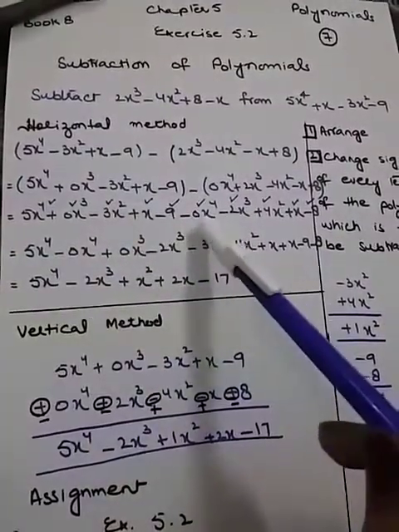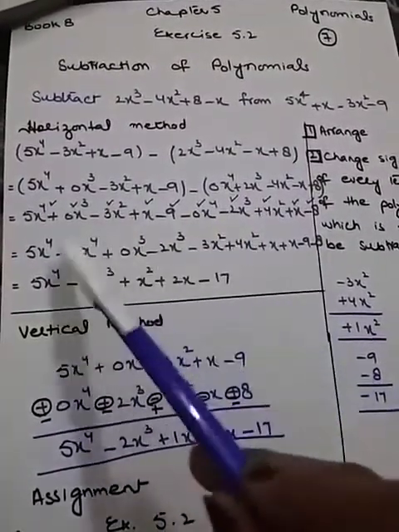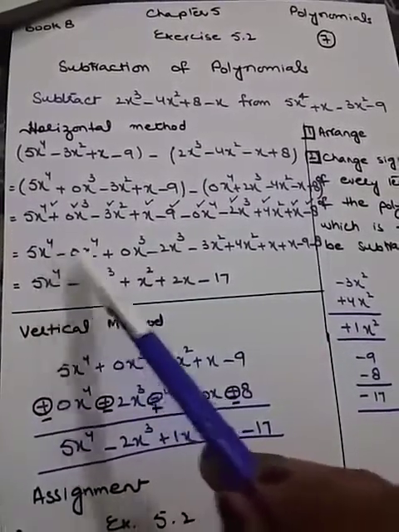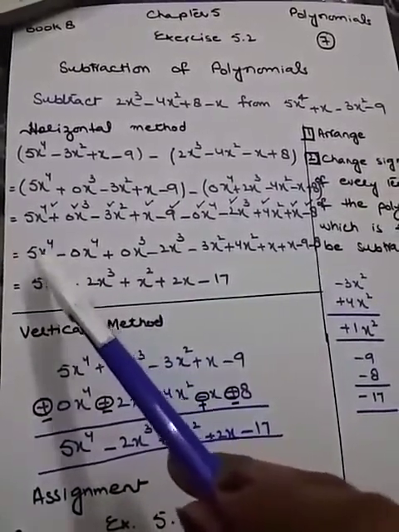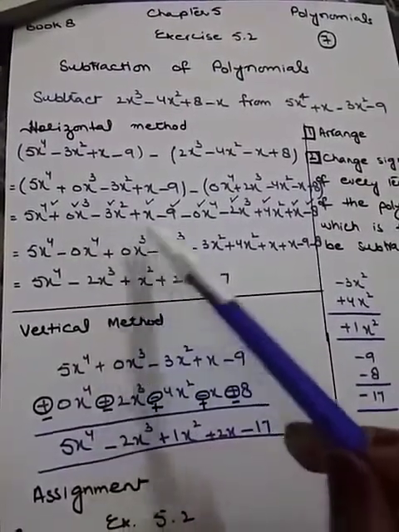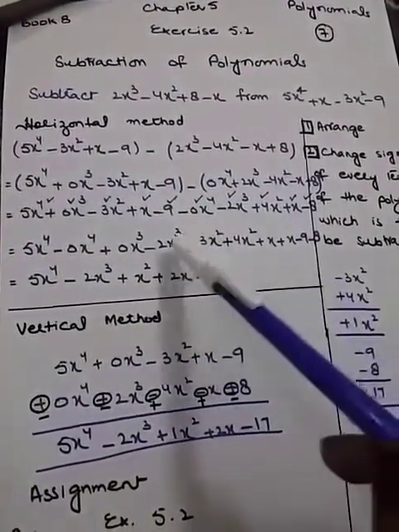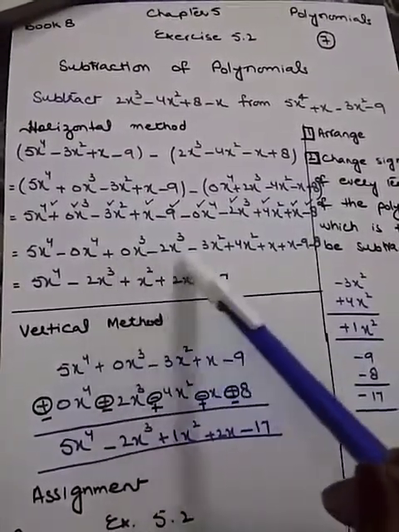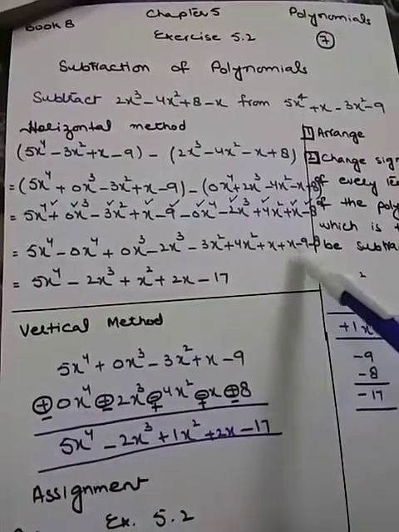5x⁴, and in the second expression you have minus 0x⁴. Don't forget to put a tick mark when you are going to write like terms together. Then 0x³, and from the second expression you have minus 2x³, and similarly. Alright, you have all like terms together in this step.